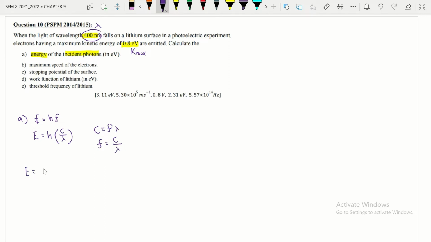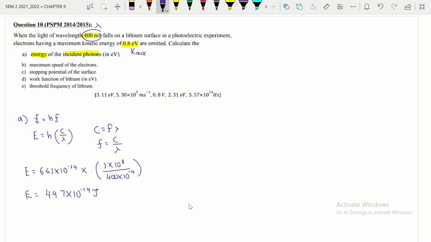So h is the Planck constant, 6.63 times 10 to the power of negative 34. And c is the speed of light, and your wavelength is 400, change it to meter. So when you press the calculator, you will get the answer in joule, which is 4.97 times 10 to the power of negative 19 joule.